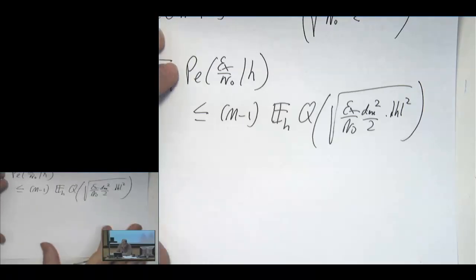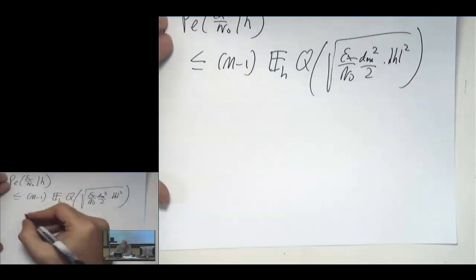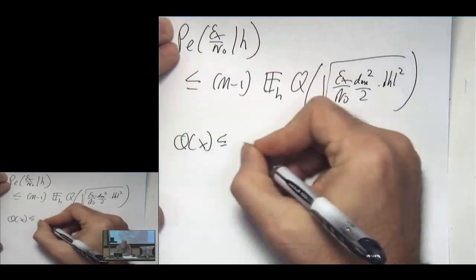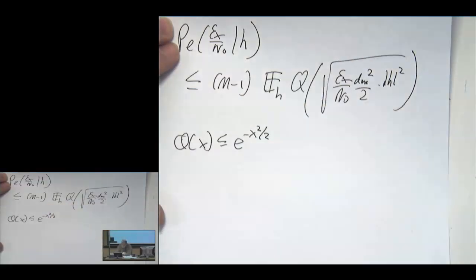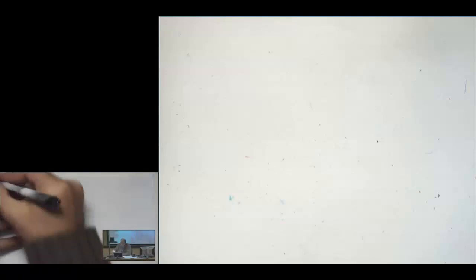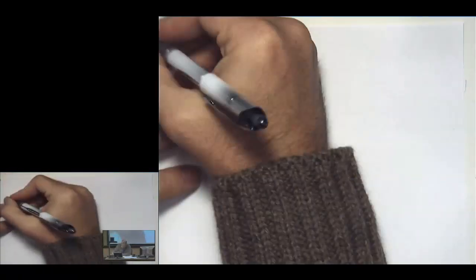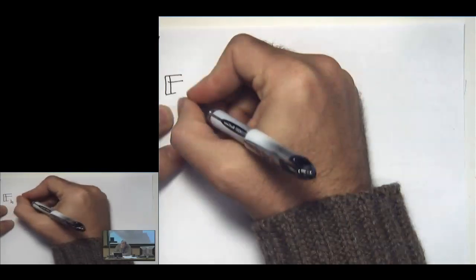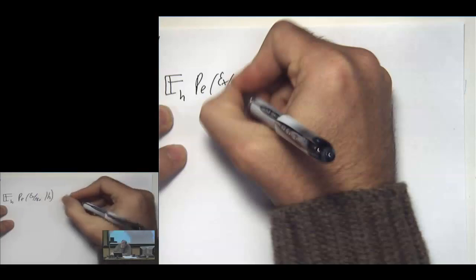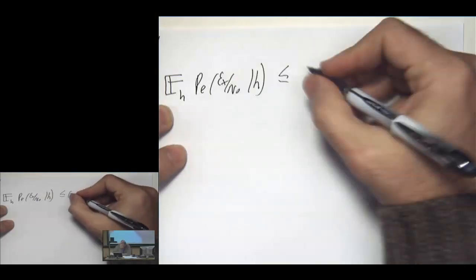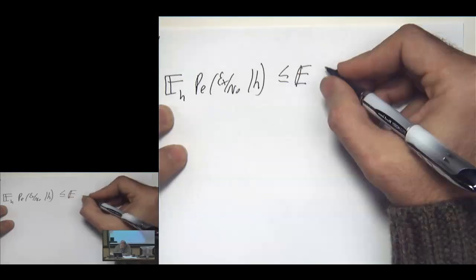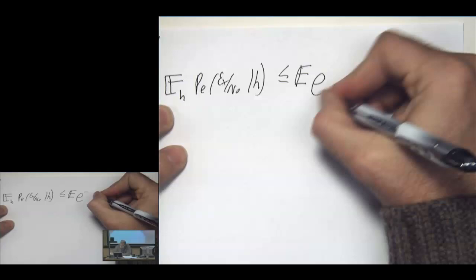What we're going to do is further upper bound this quantity by using the result that Q of x is less than or equal to e to the minus x squared over 2. You can also put 1/2 in here, it's fine. This is the Chernoff bound, and we also talked about it when we discussed the probability of error evaluation. We're going to substitute this in here and get an upper bound on our upper bound. So the expectation of the probability of error is going to be less than or equal to, getting rid of the n minus 1 here, the expectation of e to the minus that argument squared.